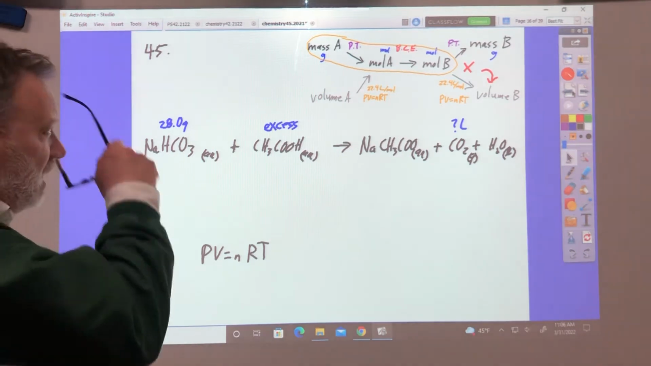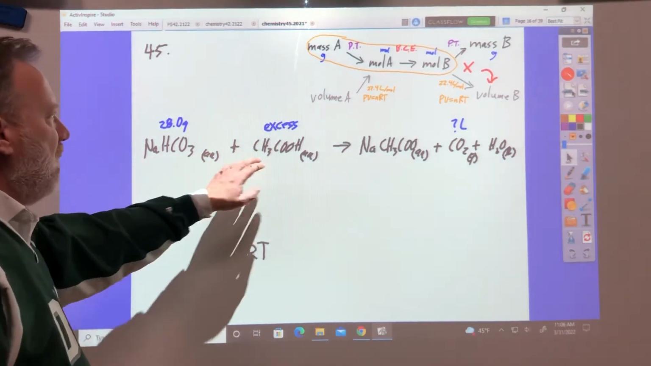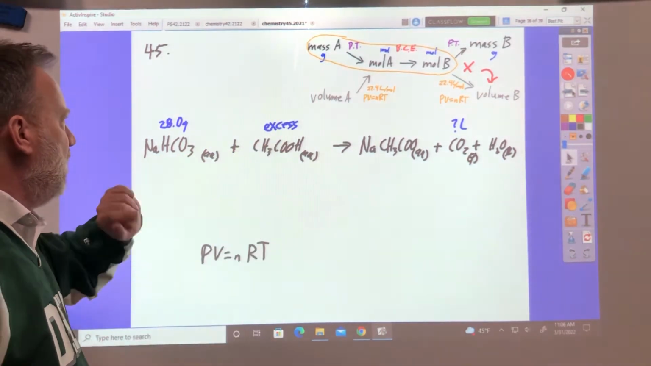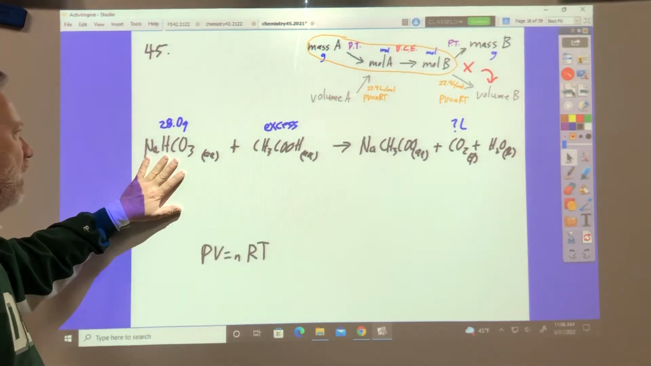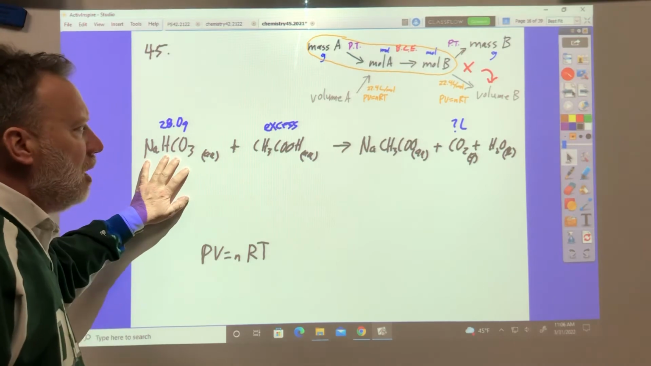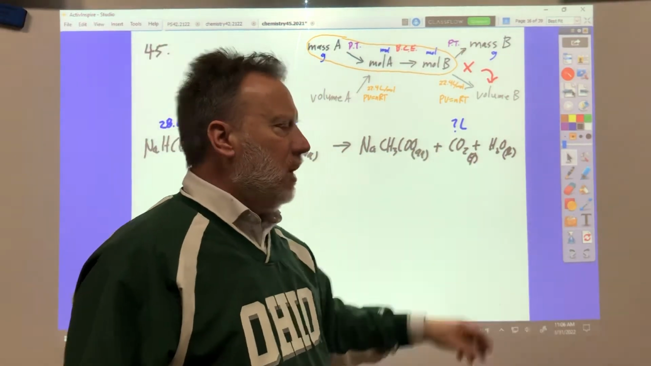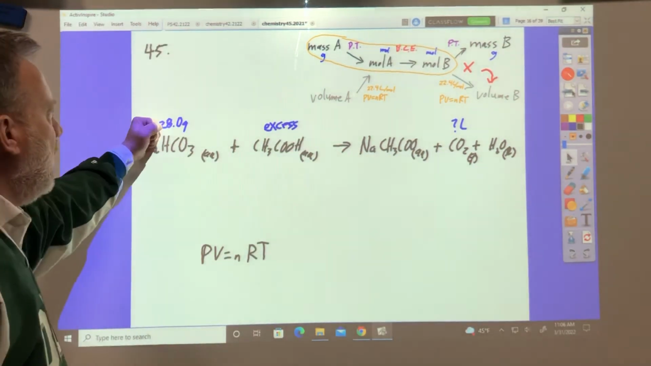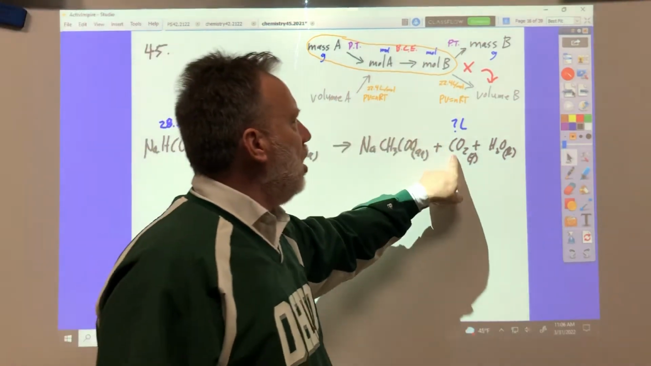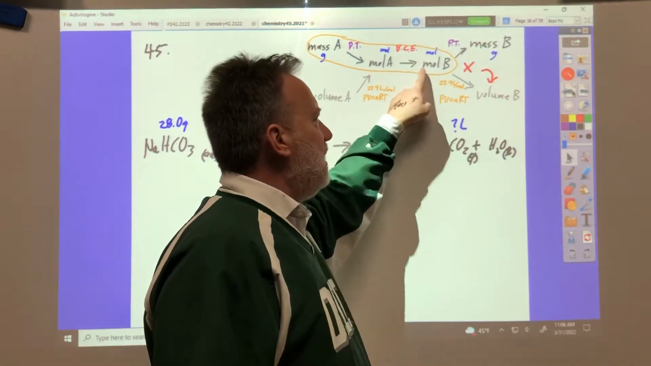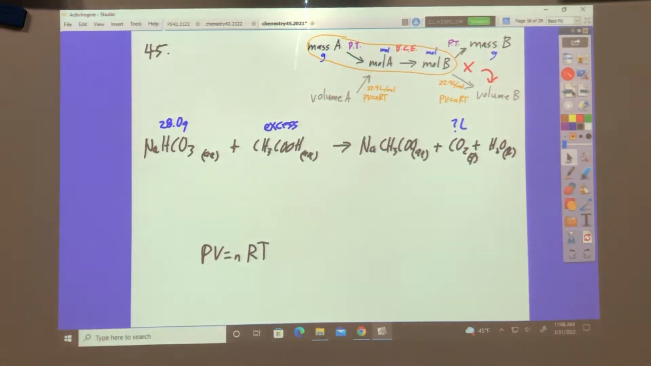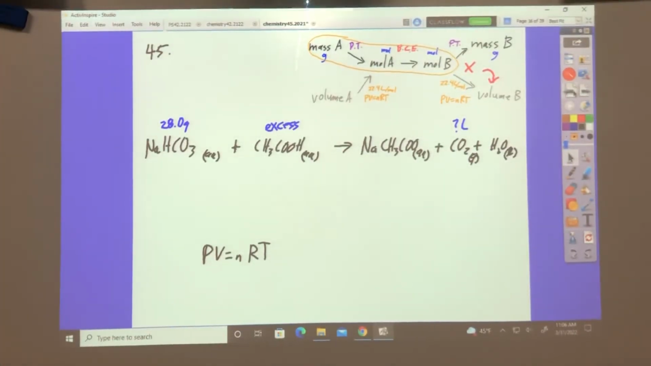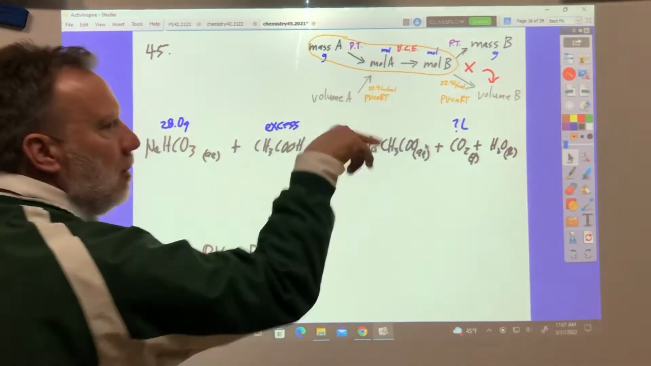Okay, so we've got excess acetic acid reacting. This is baking soda and vinegar is what this is. So excess acetic acid, we have 28 grams of sodium bicarbonate. We want to know how much CO2 we're going to get. So it's grams to moles to liters, but if we're not standard, a quicker, easier way to do it's PV equals nRT. So we'll go grams to moles, stop, and then convert.